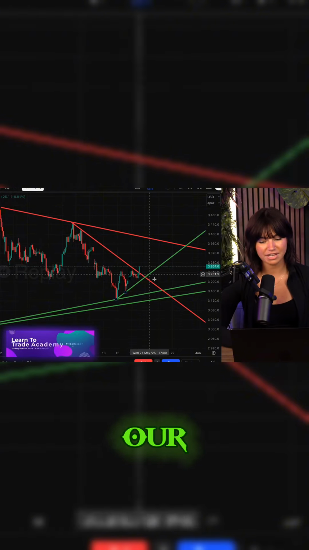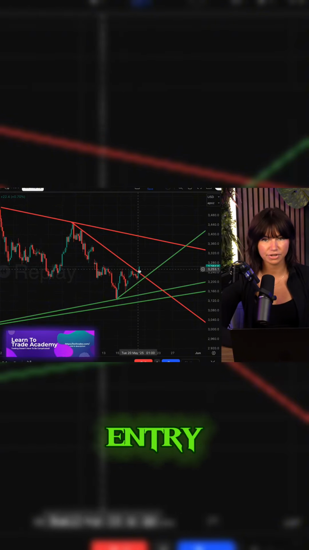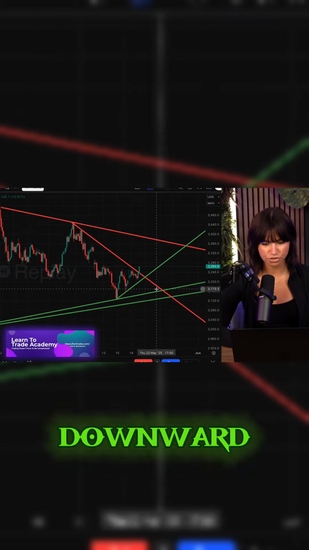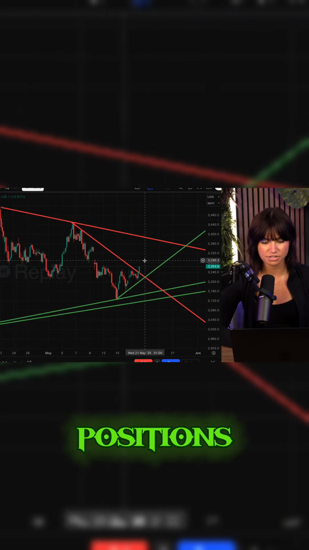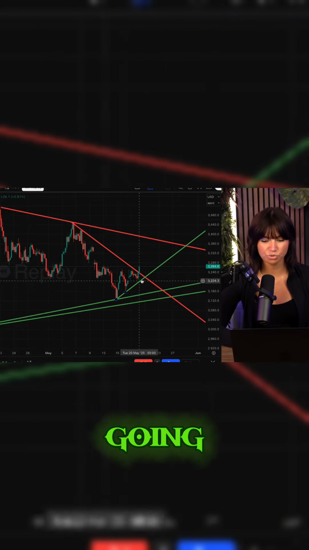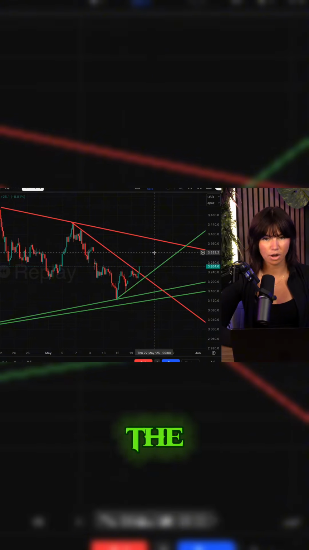Okay, we just got a break of our downward trend line. This is signifying an entry here. This is a downward trend line, so that signifies long positions. We're anticipating that the price is going to reverse. We're going to get a reversal in the opposite direction.